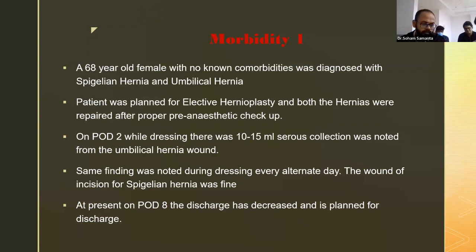What is the size of the mesh you place in the umbilical hernia? 20 by 20, but it was cut into approximately 10 by 12. Umbilical 10 by 12? No, not umbilical, the Spigelian. And what about the umbilical? For the umbilical, sir, we did an anatomical repair. Then you said for the umbilical you put a mesh.